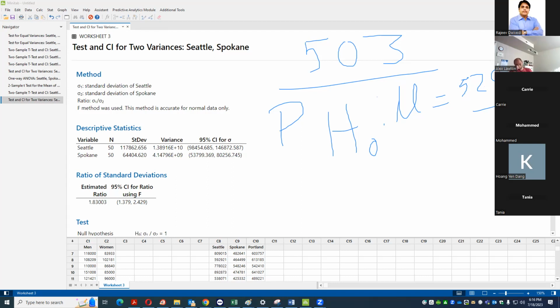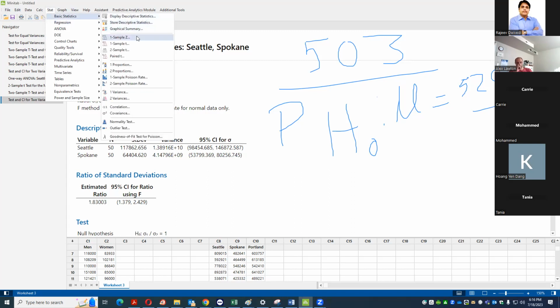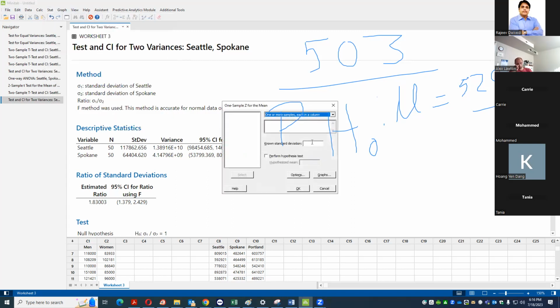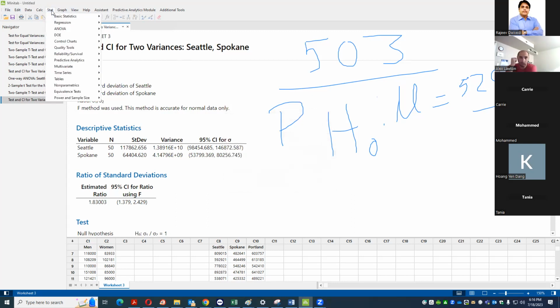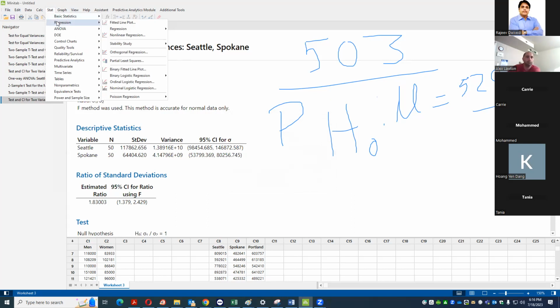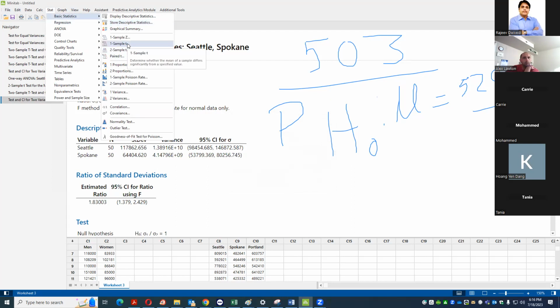So here, if you remember last time, the 1 sample Z test, because of known standard deviation, because we used to compare with that. And now we don't have this option here, because we are just going to work on the 2 sample T test or paired T test. We don't have the Z option for 2 samples. Is it making sense? Yep.